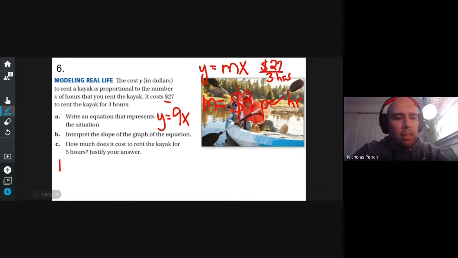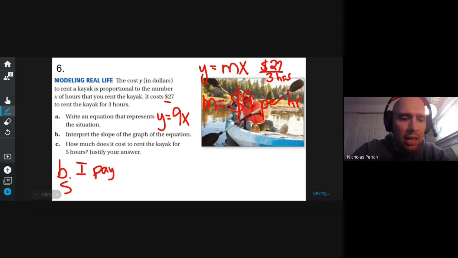B says interpret the slope. Interpret the slope means what does the slope mean? The slope means I pay $9 per hour.